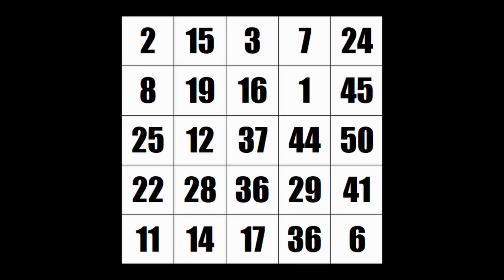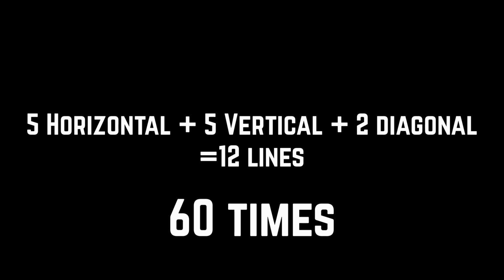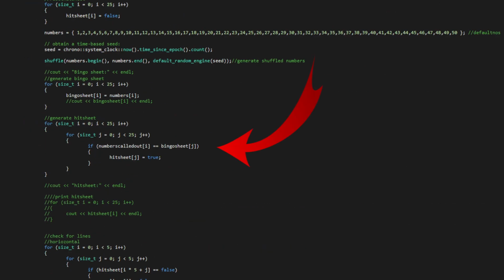Without this step, for each line we check, we have to search through the entire array of numbers 5 times. 5 times for each line, and there are 12 lines. That adds up to checking the array 60 times. But by generating a hit sheet, we only check the array 25 times. Running through an entire array and checking if a specific number is there is a computationally intensive step. So by reducing the number of times we do that, we can get a pretty decent speed.